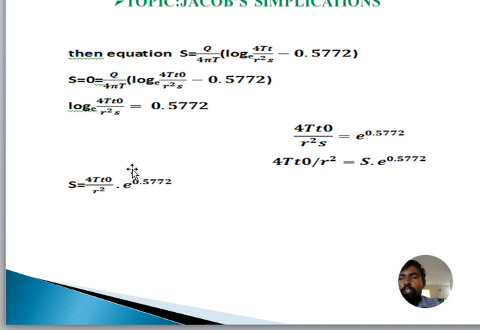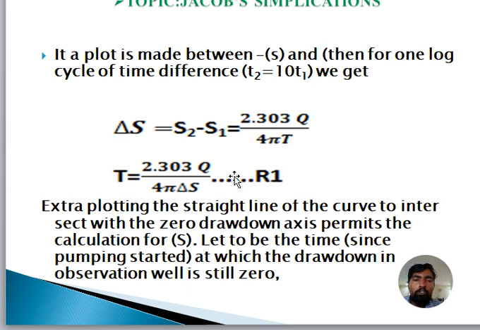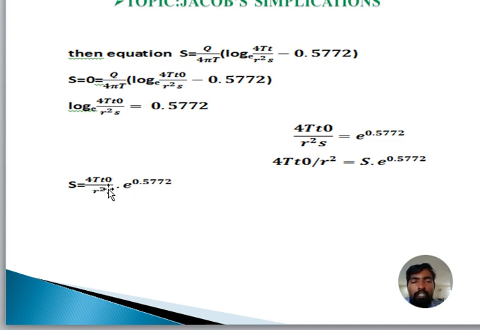We already know the T value: T is equal to 2.303 Q by 4 pi delta s, the transmissivity. According to the equations, when T is equal to 0, S is equal to 0 at the starting time of the aquifer and pumping well. So then S is equal to 4 T naught by R square e to the power of 0.5772. This is the Jacob simplification, where T is equal to 2.303 Q by 4 pi delta s, and the Jacob equation for S is 4 T naught by R square into e to the power of 0.5772. So this is the simplification of that one.